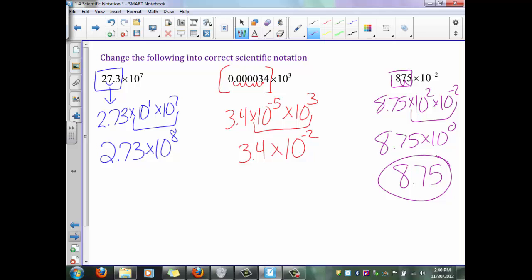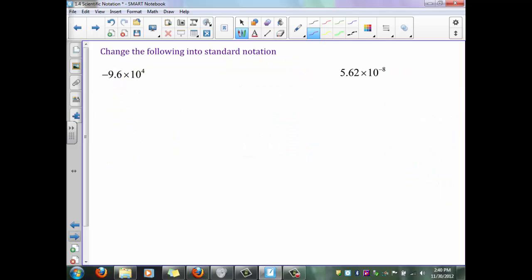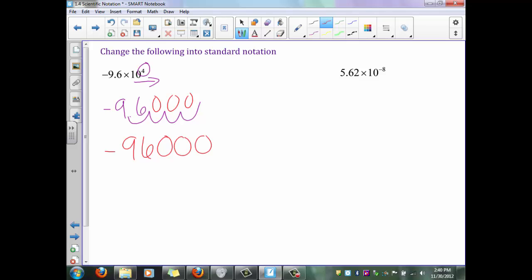8.75. So now we're going to change to standard notation, meaning we're going to get from scientific back to the numbers that you're used to. So once again, this fourth means we need to move our decimal 4 places. And remember, we need to end up with a larger number. So we're going to move it 4 places to the right. So we have our negative 9.6. We'll move it 1, 2, 3, 4. Which means we need to have 3 zeros here. So we'll have 96 with 3 zeros, so 96,000.